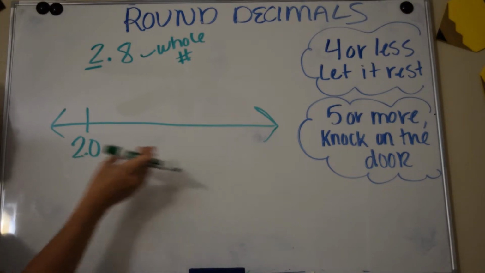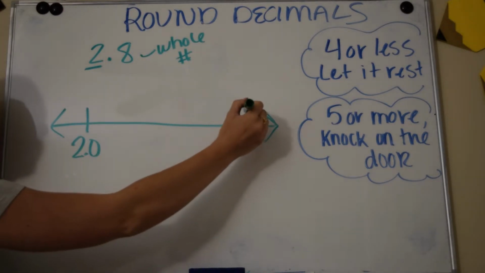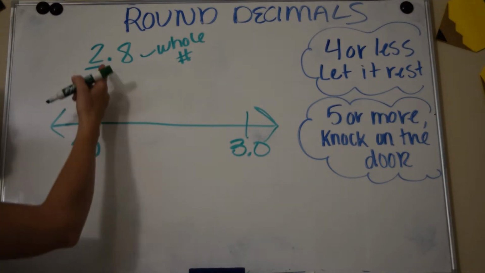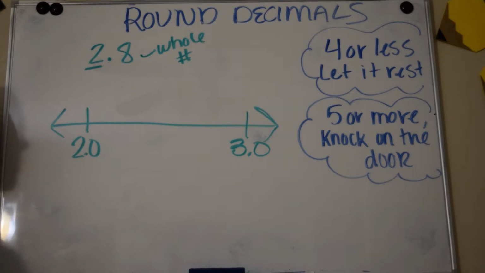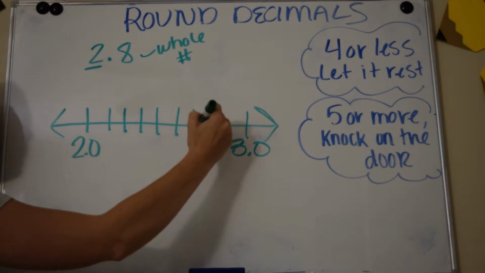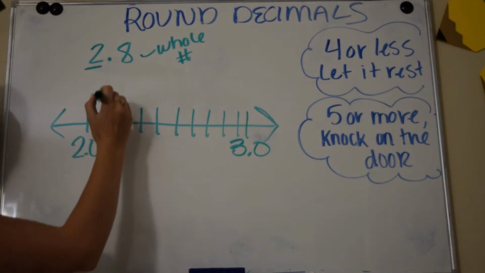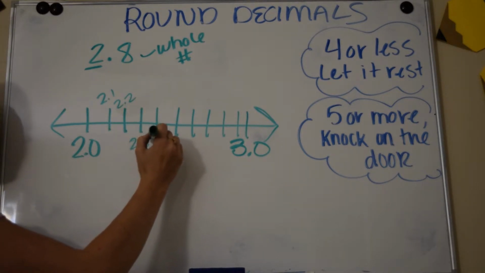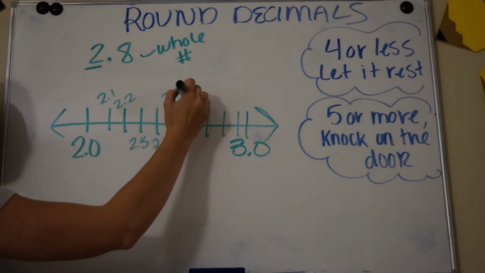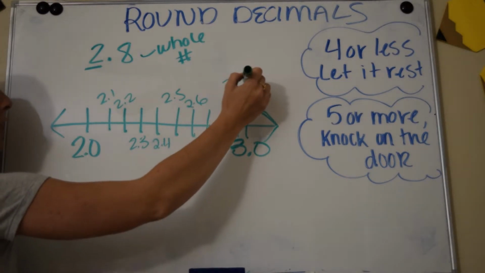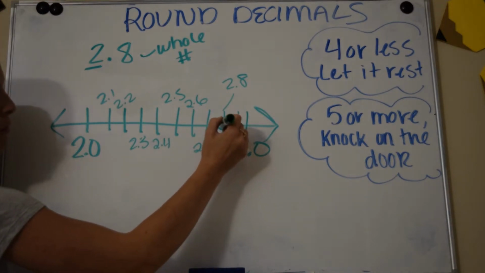And then what is 1 plus 2? What's the next whole number? It would be a 3, right, or 3.0. And now I want you to plot where 2.8 would be. So just like on a number line, you're going to go up. So this would be 2.1, 2, 3, 4, 5, 6, 7, 8, 9. And let's label it 2.1, 2.2, 2.3, 2.4, 2.5, 2.6, 2.7, 2.8. So it's right here. And I'm going to plot it for you.